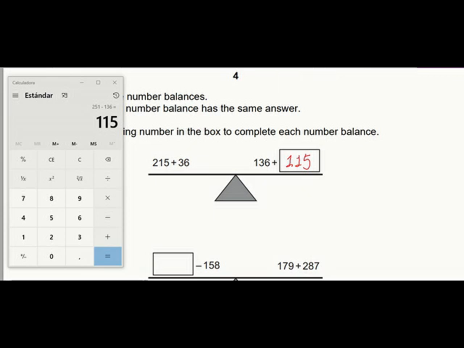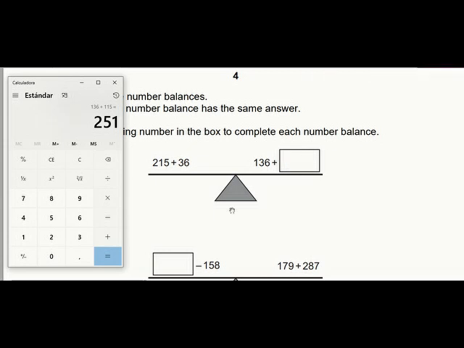Is it right? So once again, I am going to say 215 plus 36. Yeah, here in this calculator I can see it is 251. Is it equivalent to the other one? So I'm going to clear this, and it says 136 plus 115. Yes, I'm right. So I am done with this. Well, done with this first one.